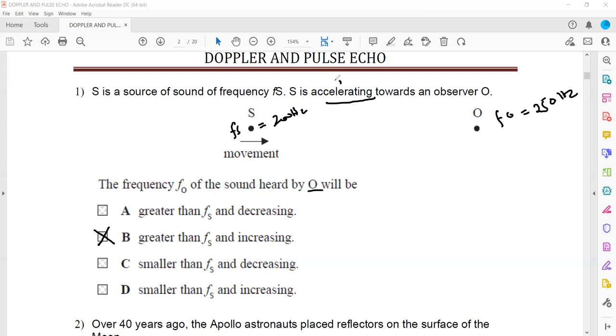Why increasing? Because they are mentioning accelerating. So accelerating means continuously the speed is increasing. If the speed is increasing, then continuously the frequency will start to change. If it was moving with a constant speed, there would be a constant change in frequency. But continuously there will be a change in frequency because the object is accelerating towards the observer.